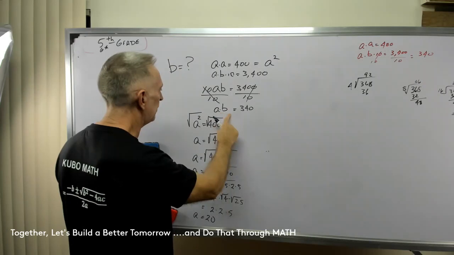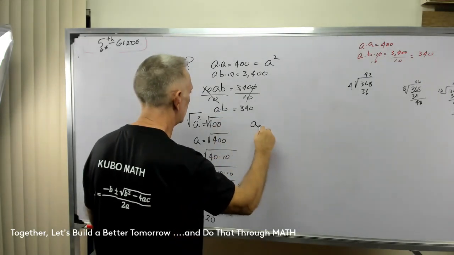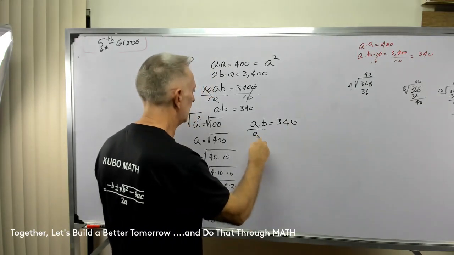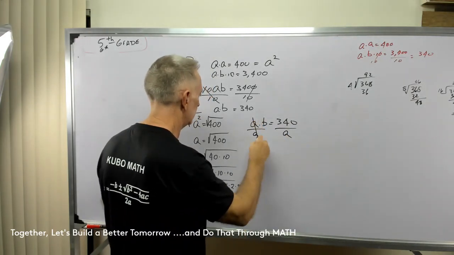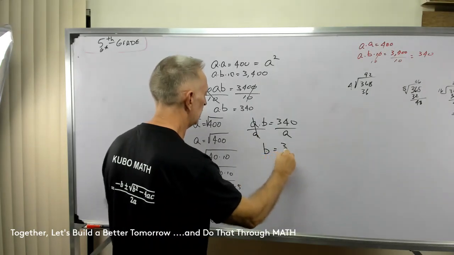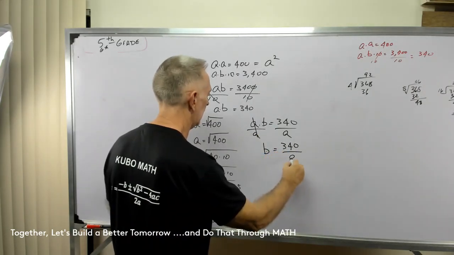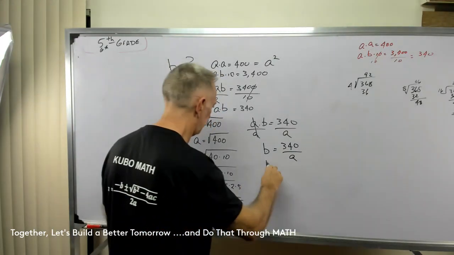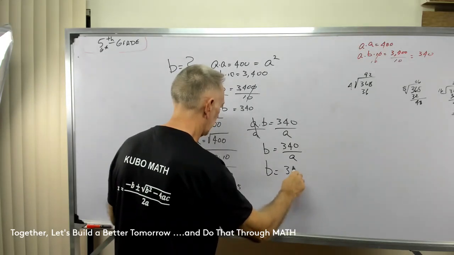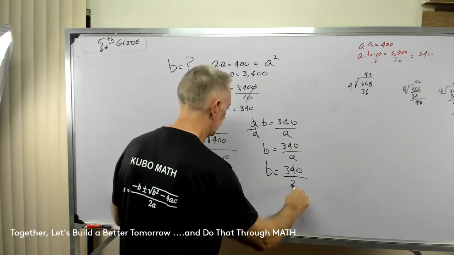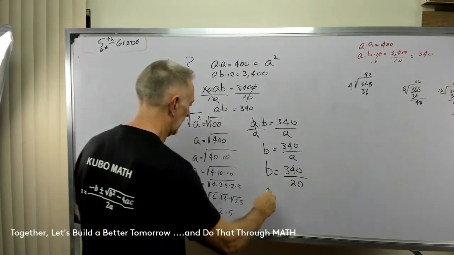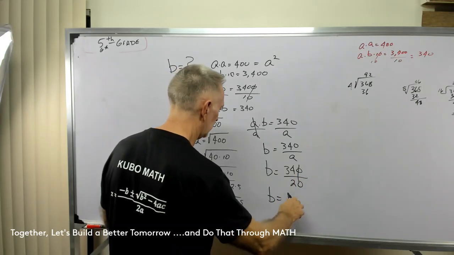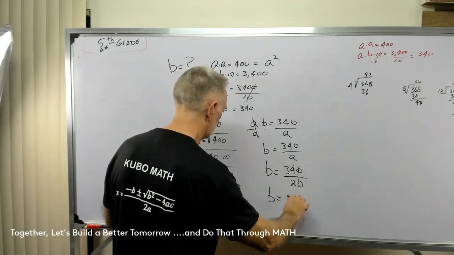All right, we had AB equals 340. A times B equals 340. If we divide both sides by A, this A cancels. B equals 340 divided by A. We just said A, we solved it. A is 20, so B equals 340 divided by 20. And that would equal, B equals, the zeros cancel, 34 divided by 2 is 17.